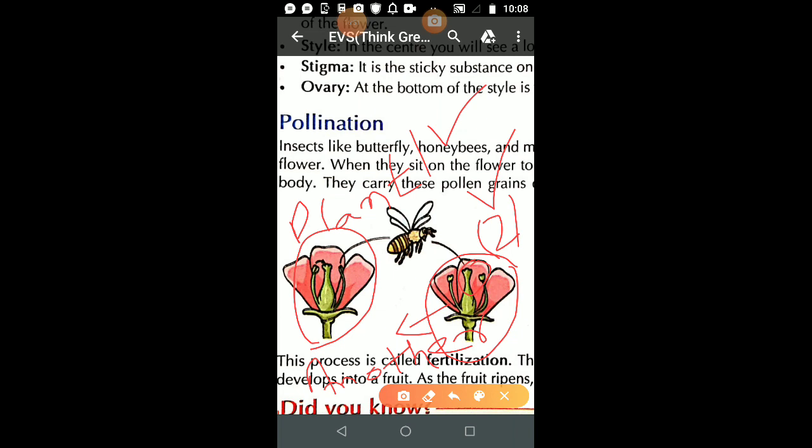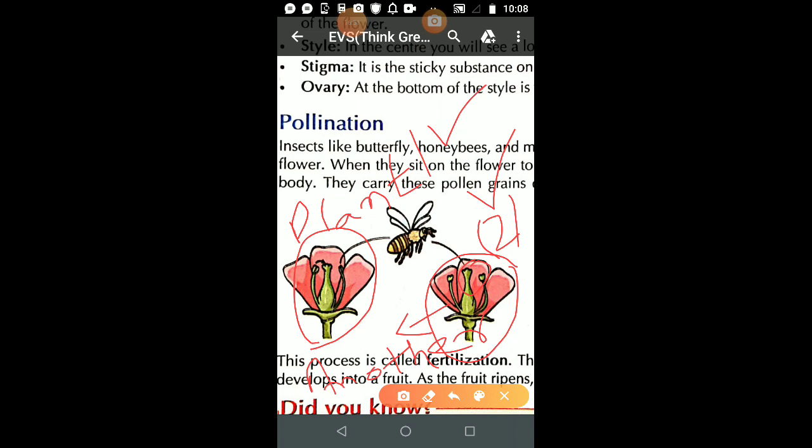Okay, when I do the recapitulation, I will explain it to you again. But I hope that by this method, plant number 1 and plant number 2, you are able to understand what cross pollination is.